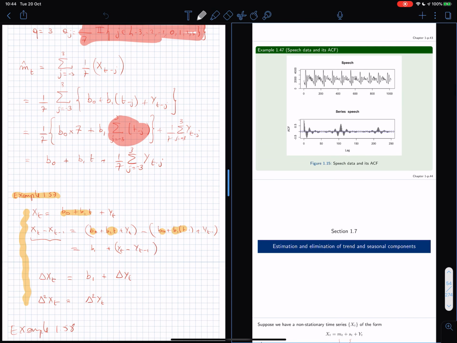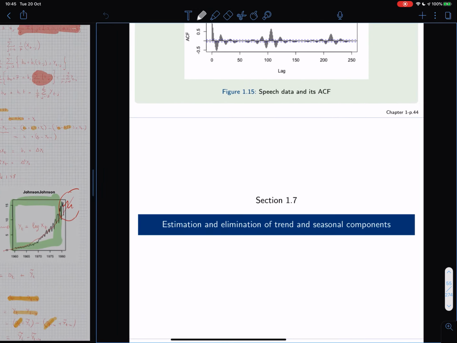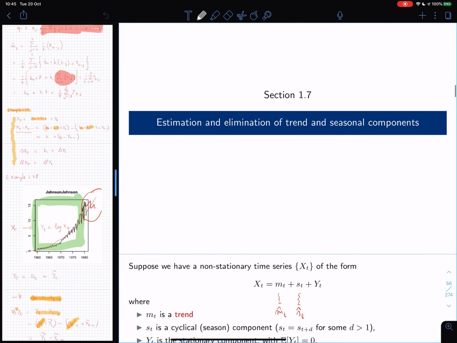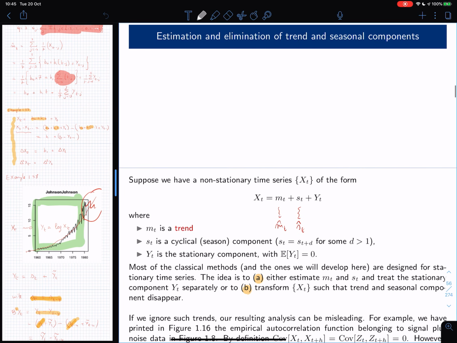So we are continuing our basic study of time series, and the last part of chapter 1 concerns something that's not mathematically very interesting, so I won't spend much time on it, but it's an important part of the process of understanding your data set.